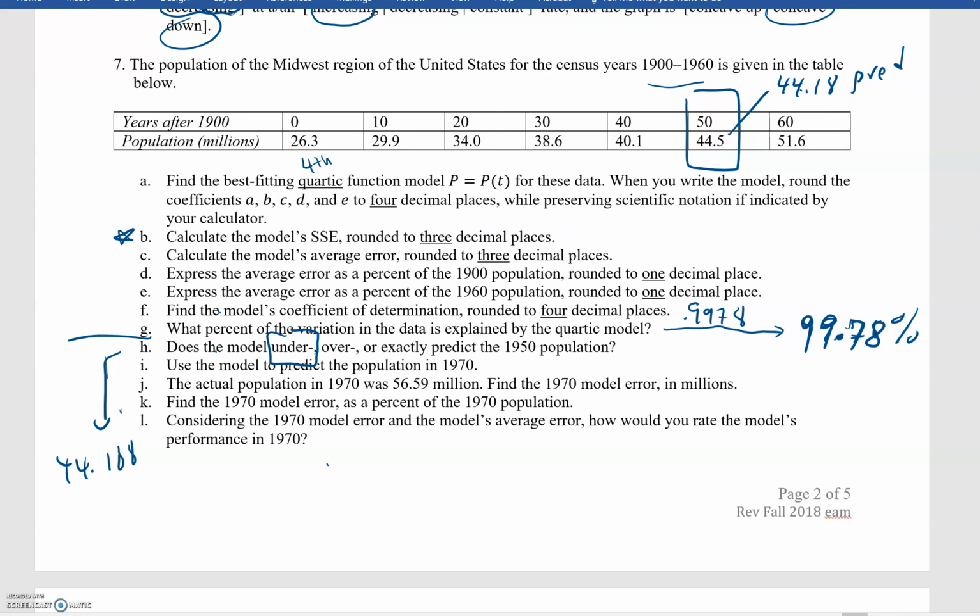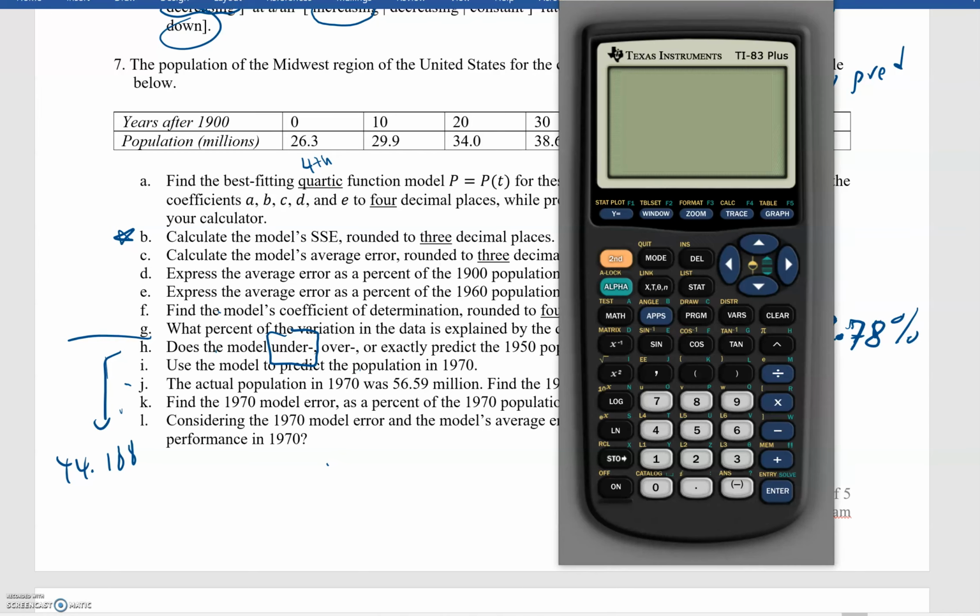Okay, so we are on part J, I believe, of problem number 7. Yeah, we had just done part I. We calculated the 1970 population to be 68.14, and then the actual population is 56.59, so we overshot, we overpredicted.